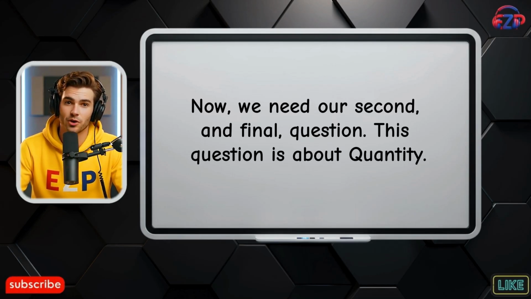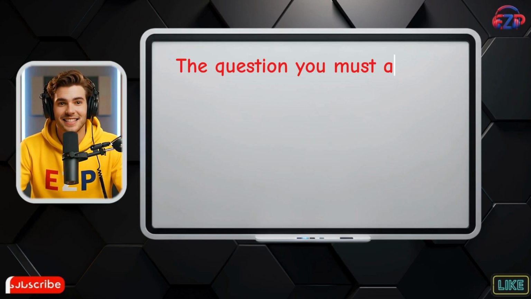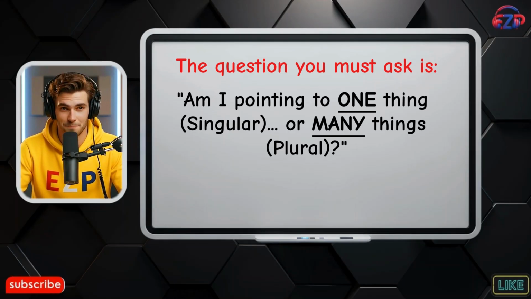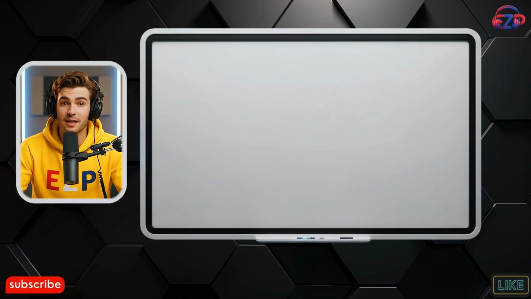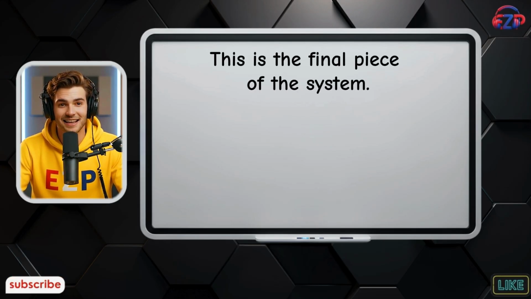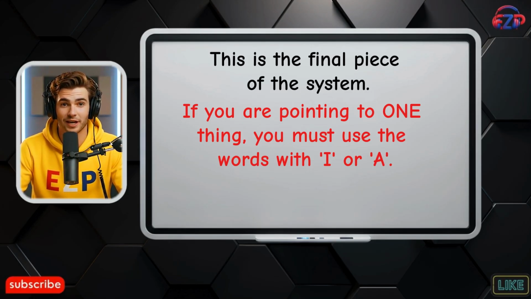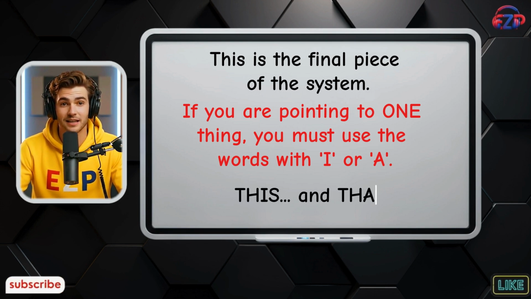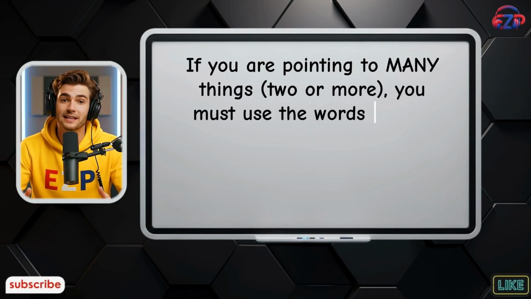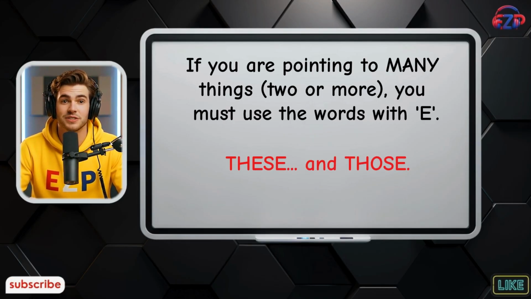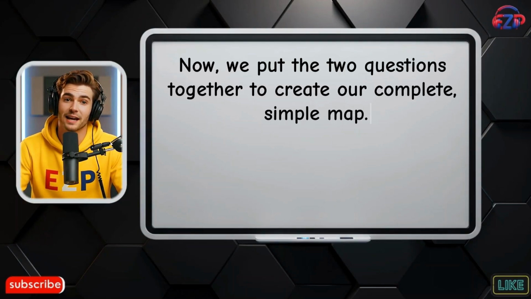This question is about quantity. The question you must ask is, am I pointing to one thing, singular, or many things, plural? This is the final piece of the system. If you are pointing to one thing, you must use the words with I or A: this and that. If you are pointing to many things, 2 or more, you must use the words with E: these and those. Now we put the 2 questions together to create our complete, simple map.